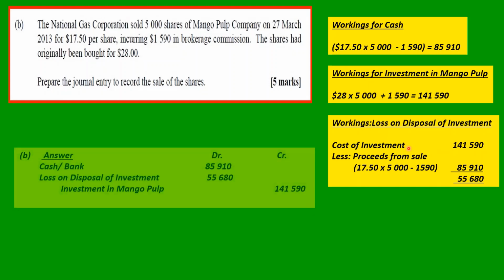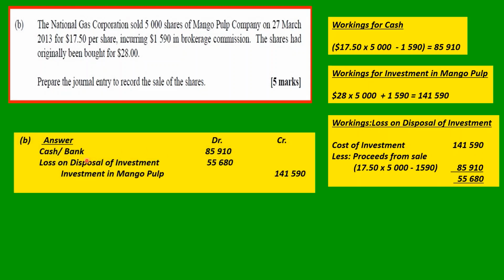Okay, so our journal entry, this is your answer here, should be debit cash in bank with 85,910. That's how much we collected for the shares. Credit the investment in Mango Pulp with 141,590. This will remove it from the books, and we have a loss on disposal, the balancing figure here, of 55,680, which we had calculated over here.